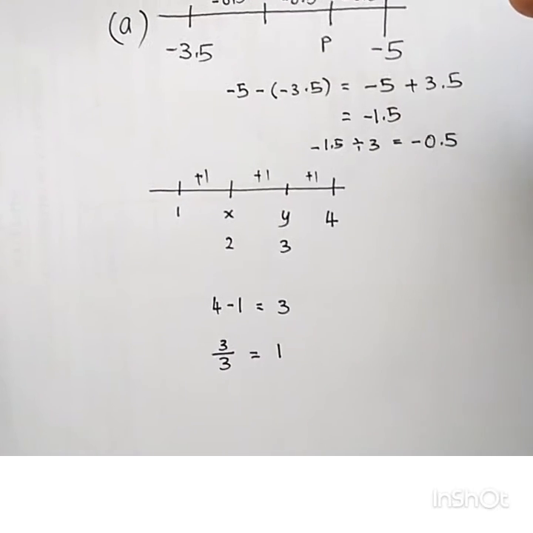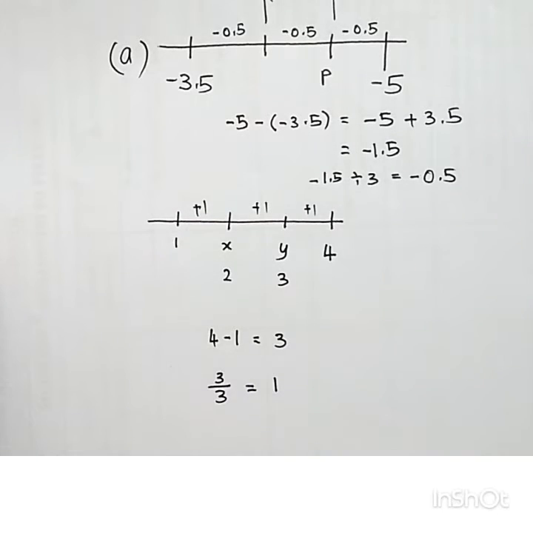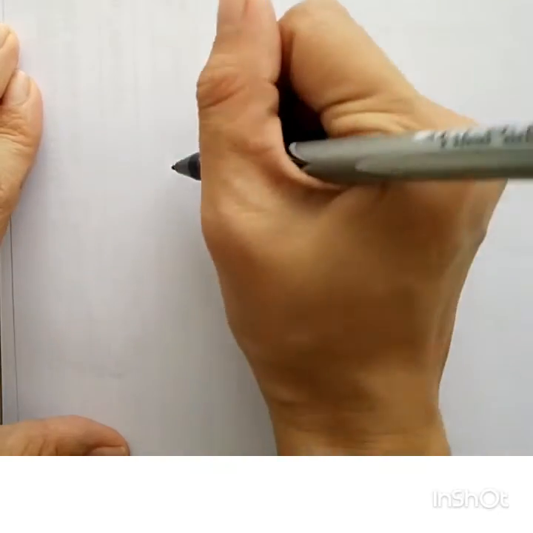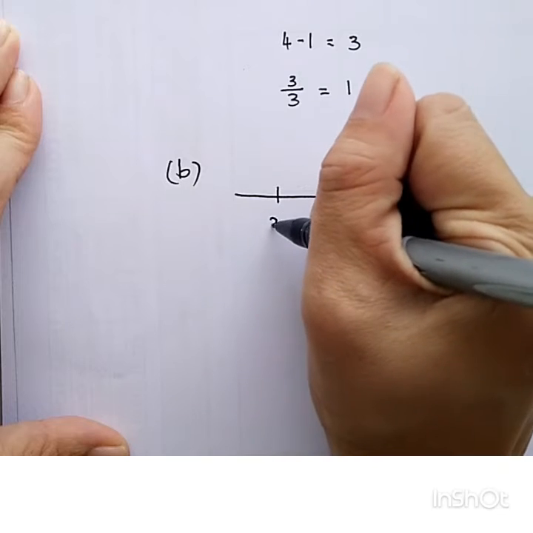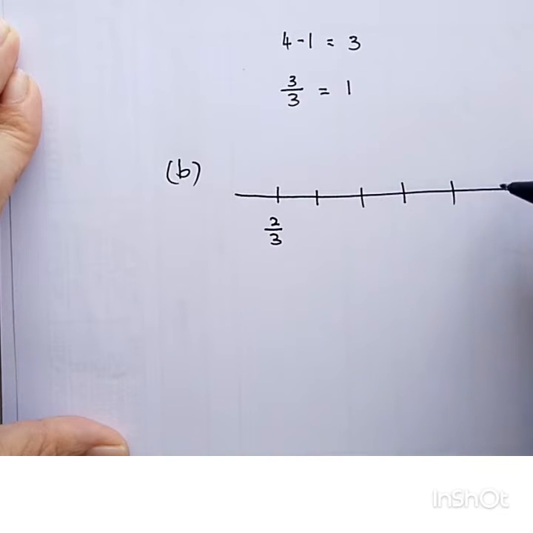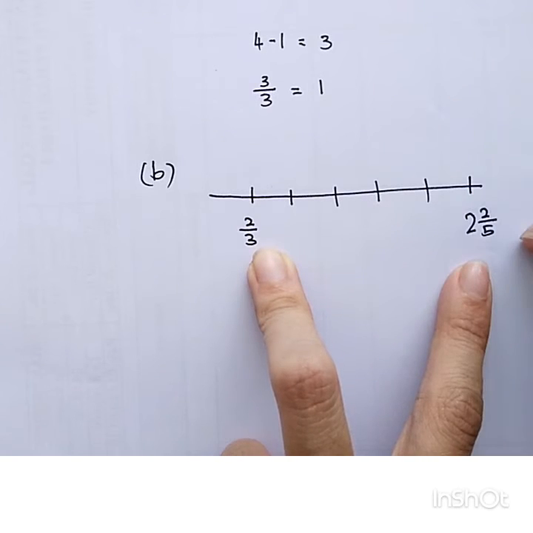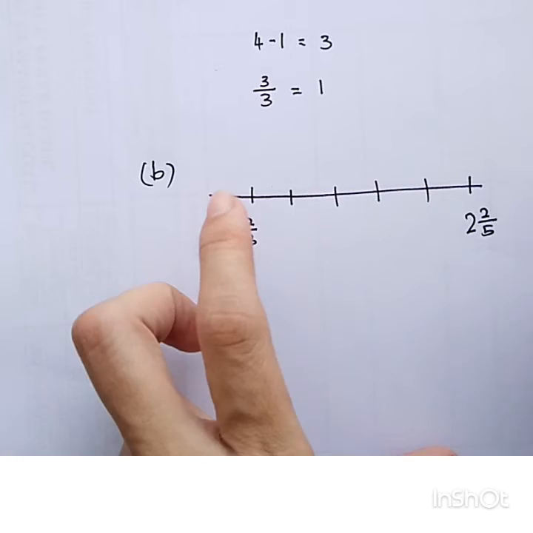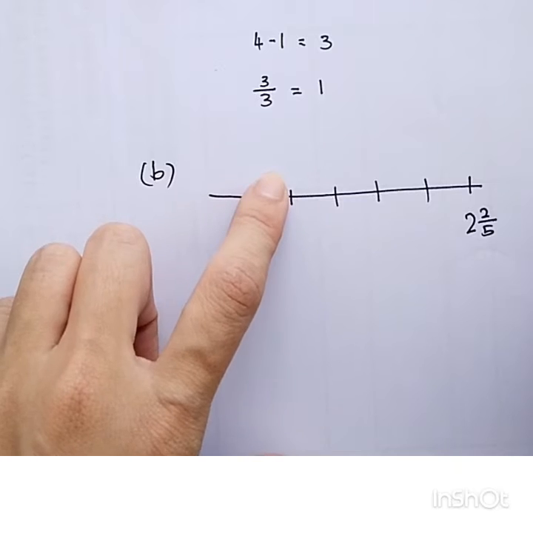If you use this method, you can answer different kinds of questions which involve a number line, such as a fraction question. Let's look at a fraction question now. Let's say I have a number line, and I'm going to let this be 2 over 3, and then 1, 2, 3, 4, and then the fifth one I'm going to say is 2 and 2 over 5. First step, I need to find the difference between 2 and 2 over 5 and also 2 over 3. Then I divide into 5 parts, 5 columns, so I know the difference between columns.